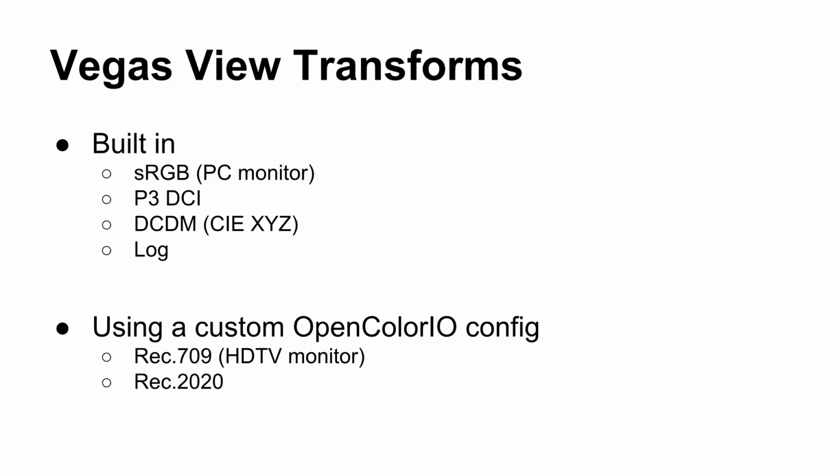Vegas has a built-in view transform for sRGB, which is the standard color space for computer monitors. I've added a Rec. 709 view transform to the custom configuration posted on my website.